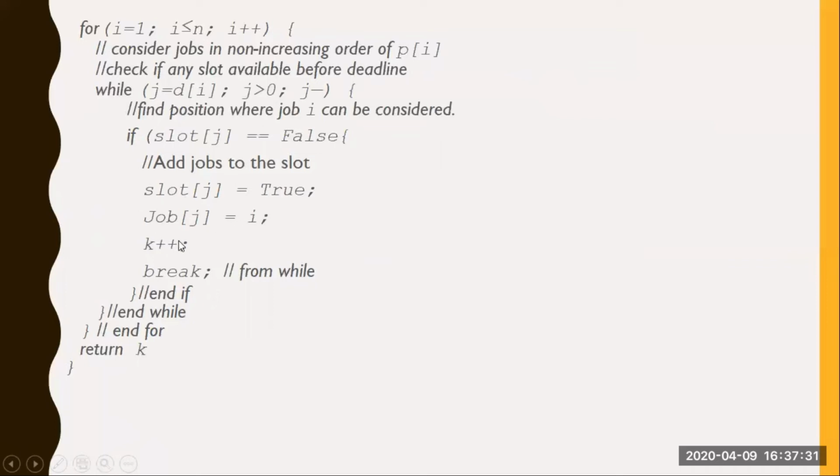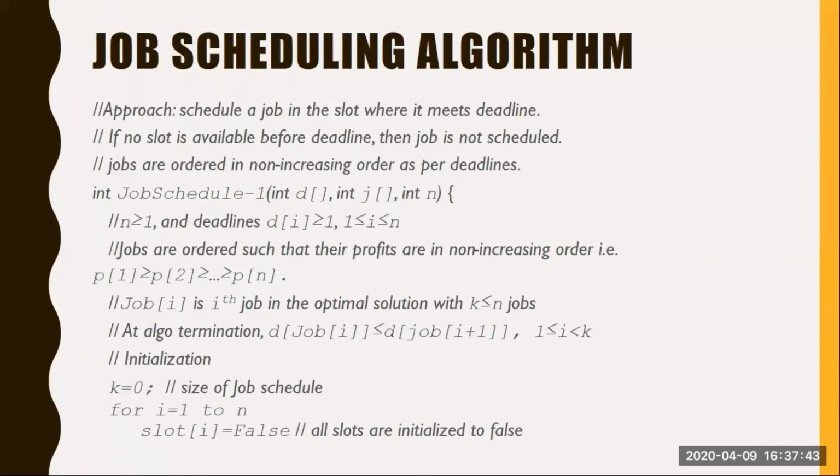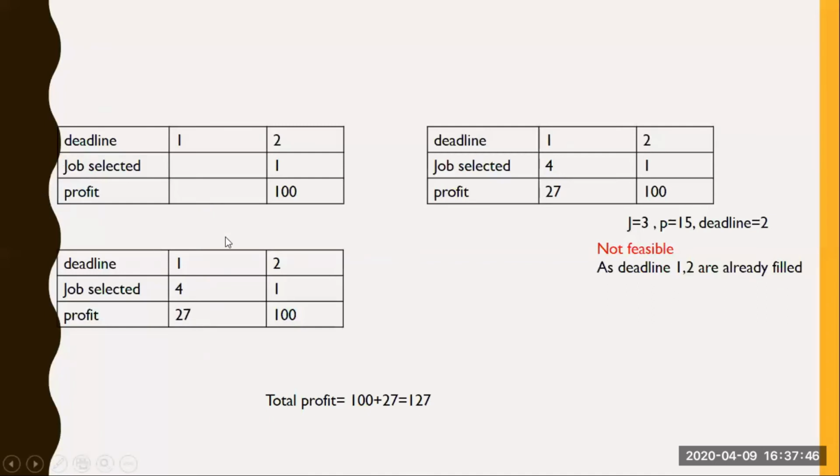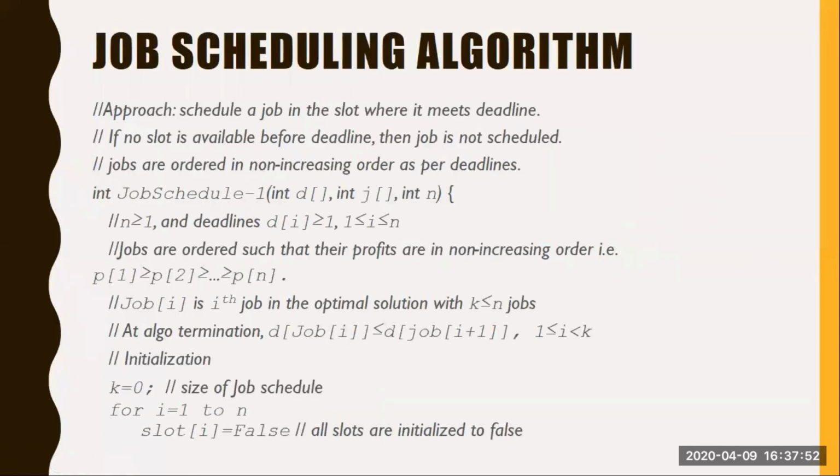I'm incrementing k, telling I've included the number of jobs that I've included is 1. Then again I'm going for the next job, and I'm checking for the deadline. This time the deadline is 1. So again I'm going to check if the first slot is free. The slot is free, so it gets added automatically, and thereby I can get the maximum profit.